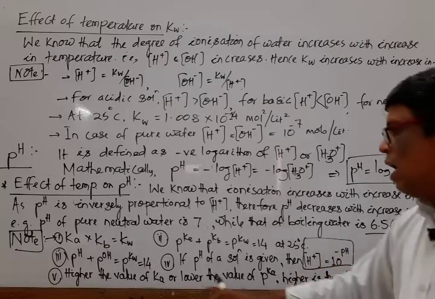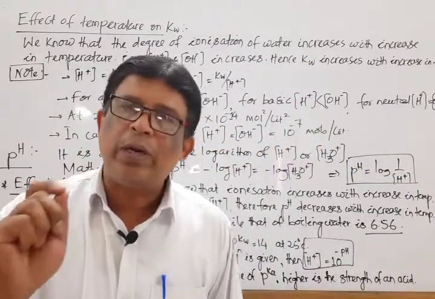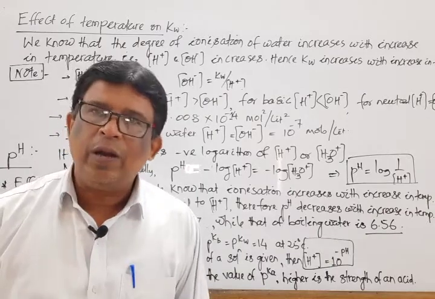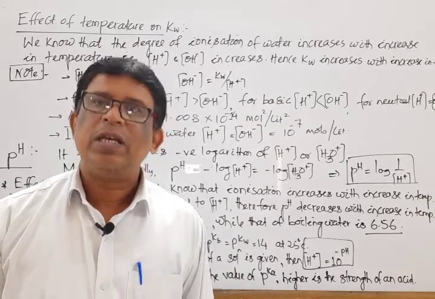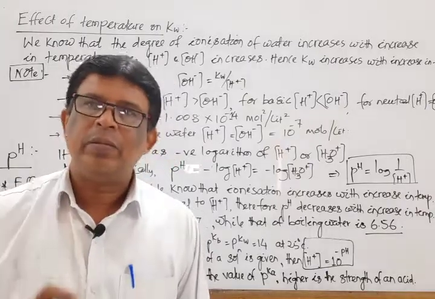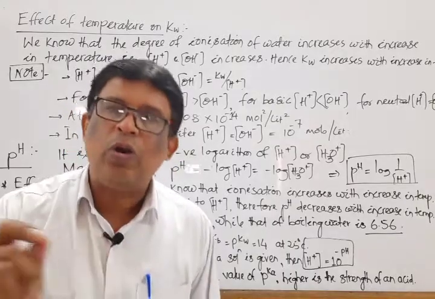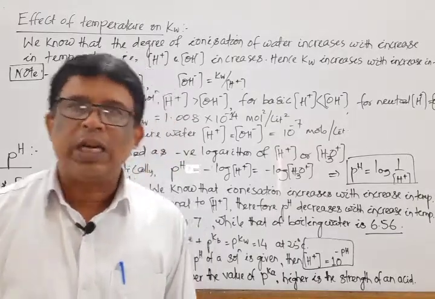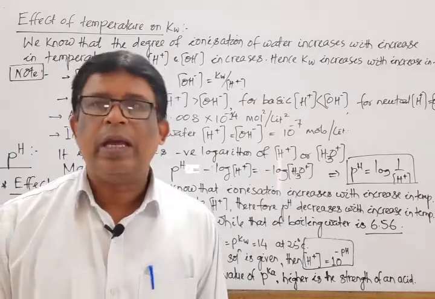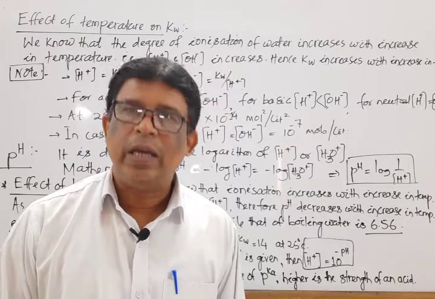And last one, the higher the value of Ka for an acid, or the lower the value of pKa, the higher is the strength of an acid. Similarly, for a base, the higher the value of Kb or the lower the value of pKb, the higher the strength of the base. These are some important points relating to pH. Next class, we will switch over to some problems relating to pH.